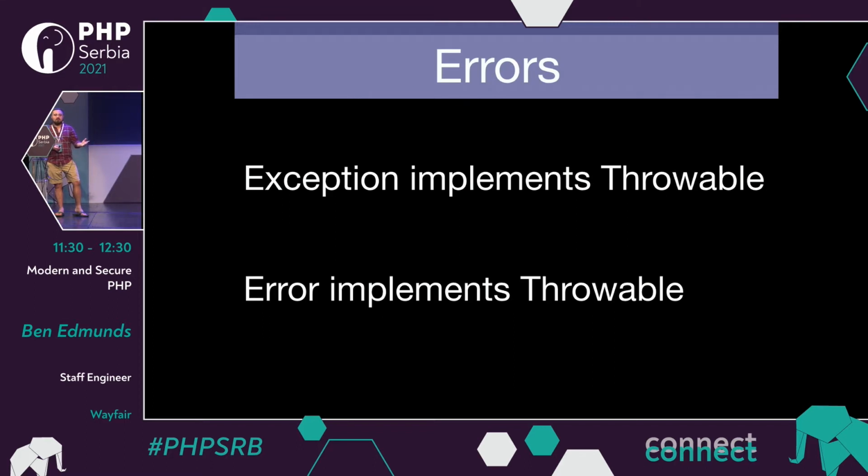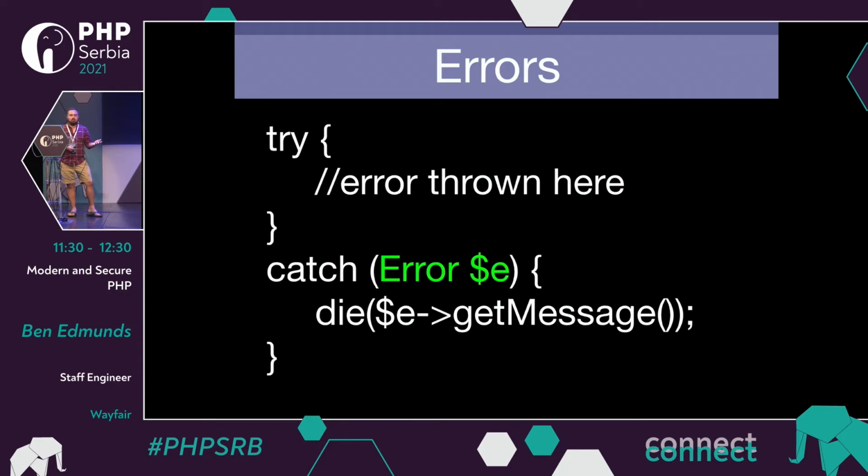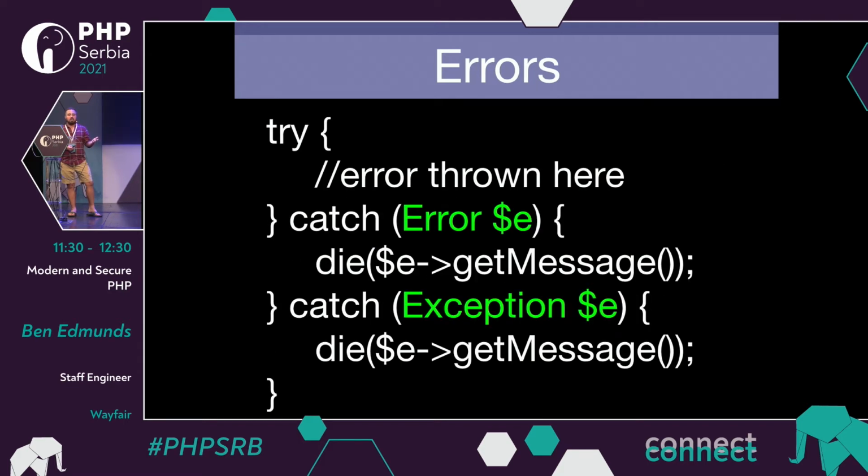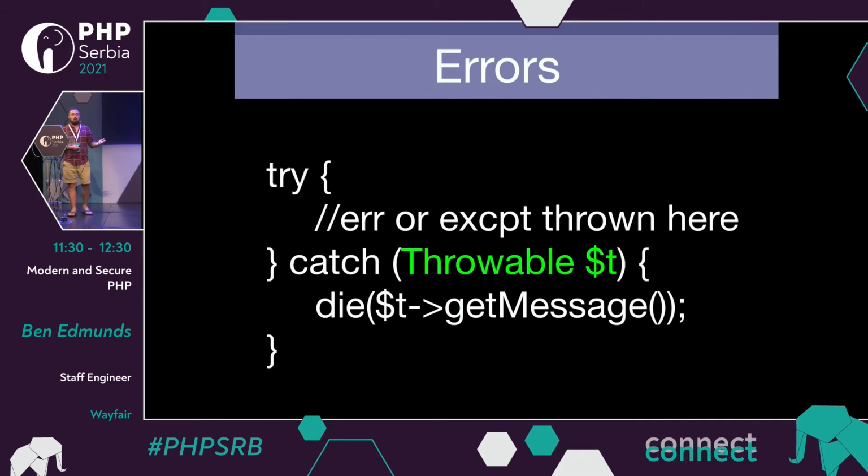In PHP 7, exception and error were both updated to implement the Throwable interface. And so this gives you a standard interface that you can use to catch both of them. So you might catch an error with just catch Error. You might be able to catch an error and an exception separately. But since they both extend Throwable, you could also just catch Throwable, and that gives you both of them.